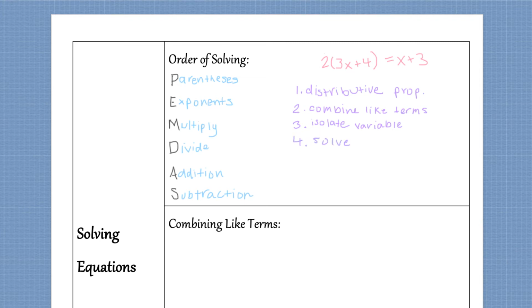Now, of course, you're not always going to have to use the distributive property, so just keep that in mind. You only use the distributive property if it is needed. Now, as you can see, the distributive property and combining like terms don't really pop up in PEMDAS. That's because the distributive property is actually part of multiplying and dividing right here. So when you use the distributive property, you're essentially multiplying and dividing. And combining like terms is part of addition and subtraction right here.